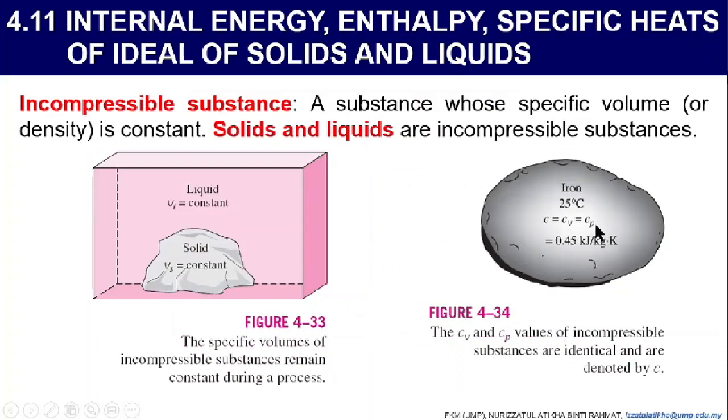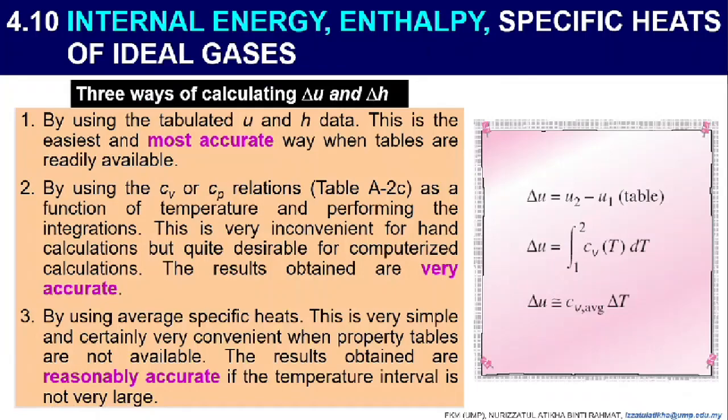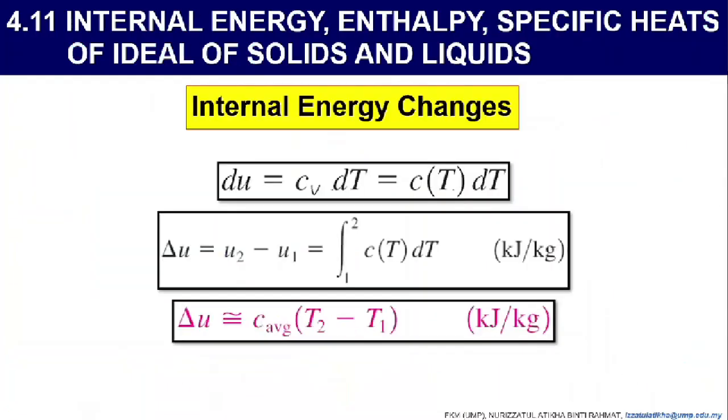This is basically constant. So here we can see the equation for internal energy change. CV dT, because it is constant, then we can use C times dT. Also by using the second way, there are three methods that I already explained just now. For the second way, we can use the integration process, and the third way is by using the average of specific heat.